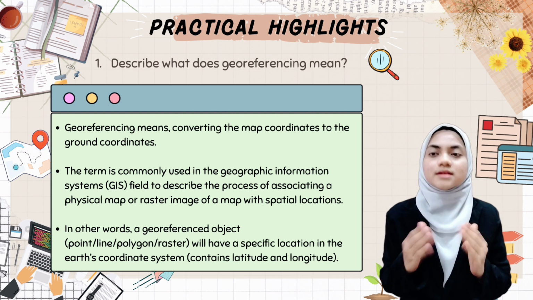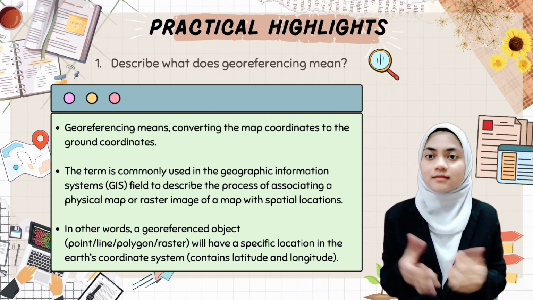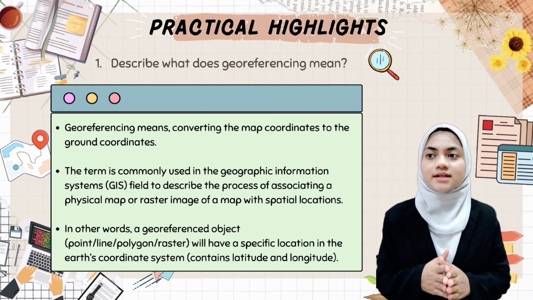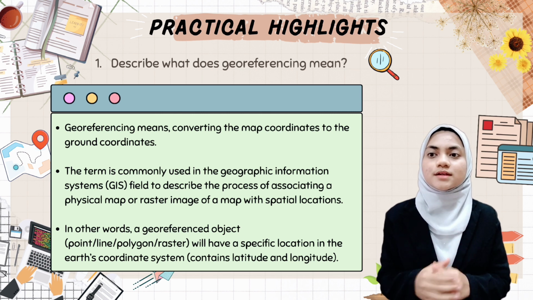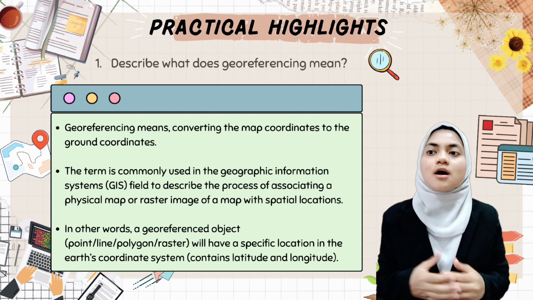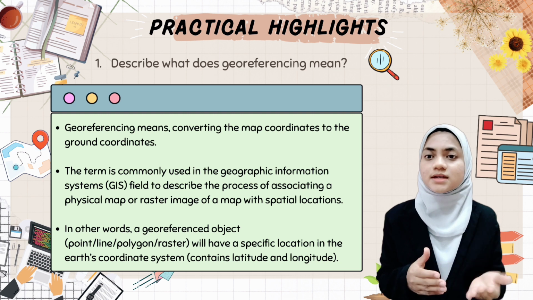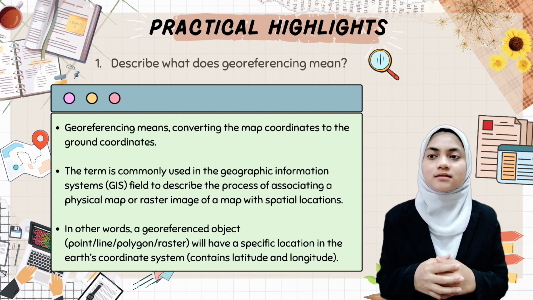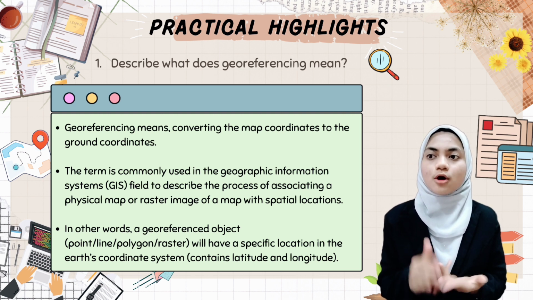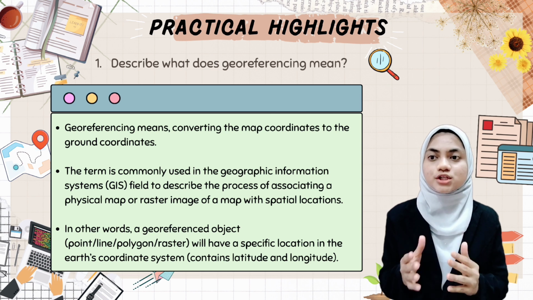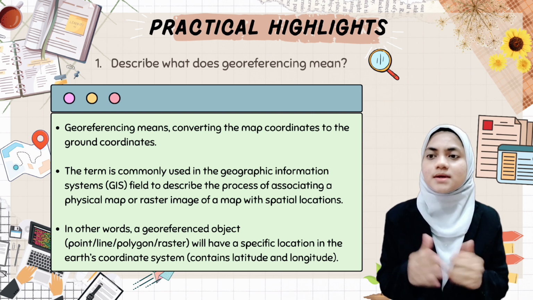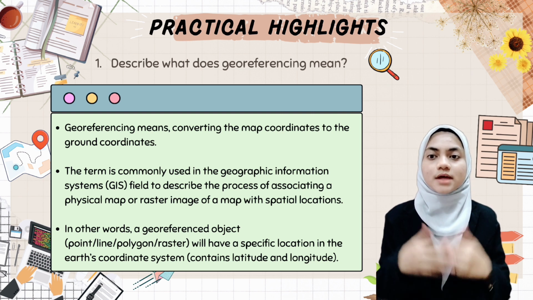For the first question, describe what georeferencing means. Georeferencing means converting the map coordinates to the ground coordinates. The term is commonly used in the Geographic Information System (GIS) field to describe the process of associating a physical map or raster image of a map with spatial location. In other words, a georeferenced object such as a point, line, polygon or raster will have a specific location in the Earth coordinate system containing latitude and longitude. It is typically used for representing real-world objects on a map.